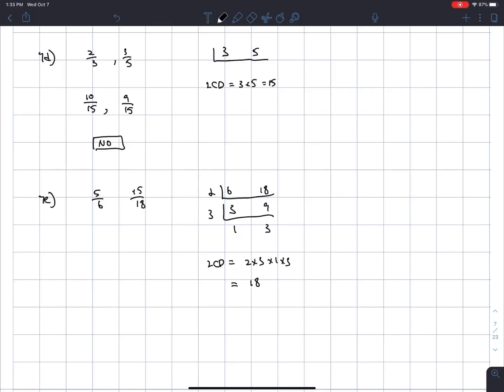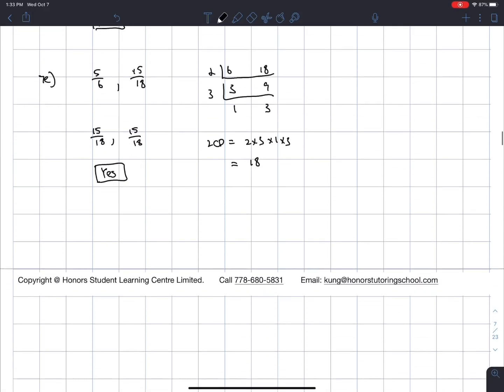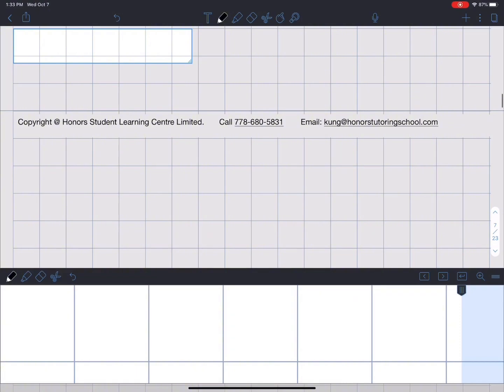So for the left-hand side fraction, 5/6, I can times both the numerator and denominator by 3 to get 15/18. The right-hand side fraction already has a denominator of 18. And now I can see that they are exactly the same.